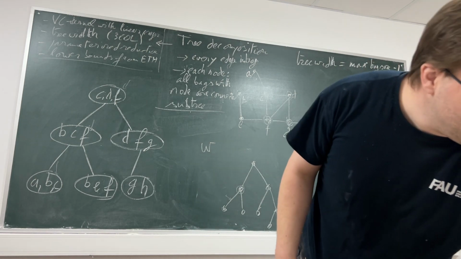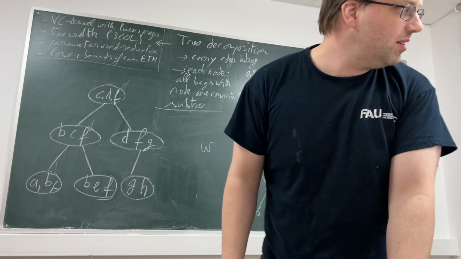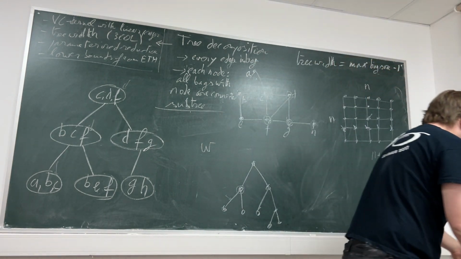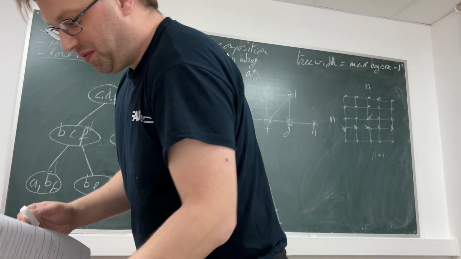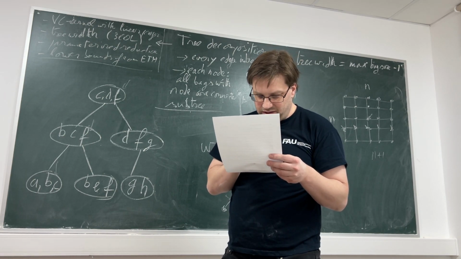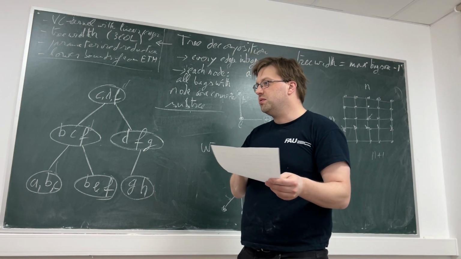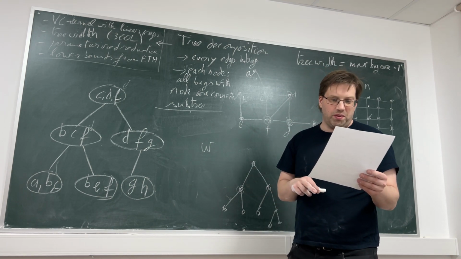What do I have more here? Oh, here are the tasks. Sorry. So there is a seminar for us, and then I asked some examples. Cycle, clique. So what's the tree width of a clique on n nodes? So how many police do we need?